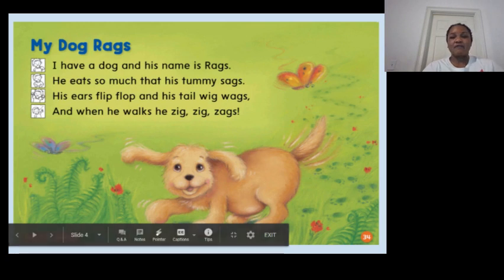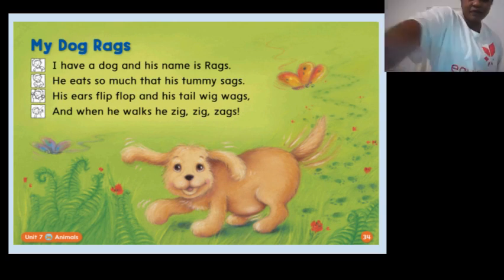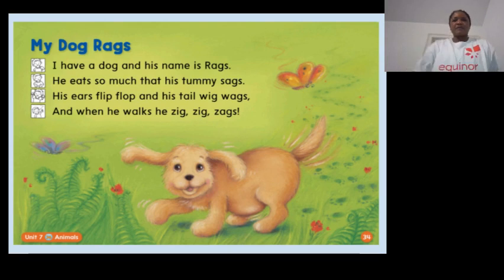So this is one of my favorite poems. It's called My Dog Rags, and there's some movements to it. So first I'm going to say it, and then I'm going to do the movement. I have a dog, and his name is Rags. He eats so much that his tummy sags. His ears flip-flop, and his tail wig wags. And when he walks, he goes zigzag. You ready? So I'm going to put the camera up so you can do it with me.